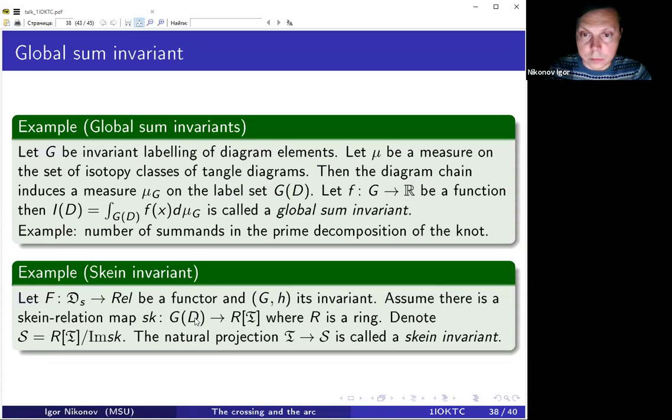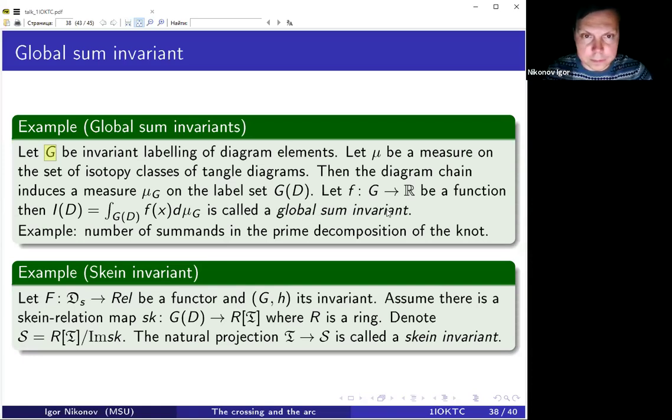Another construction which we can use is the global sum invariant. Assume we have some invariant label of crossings, for example. Then we have the set of all isotopy classes of crossing probes, and the map from the set of these isotopy classes of probes to G, because it is an invariant. And then we can take the sum or an integral of this function. The value of this integral is called the global sum.